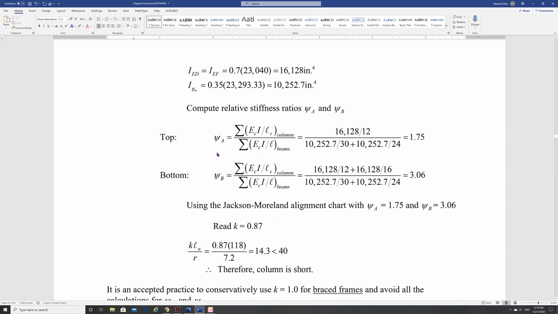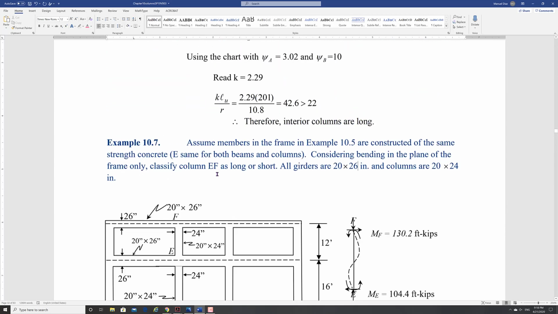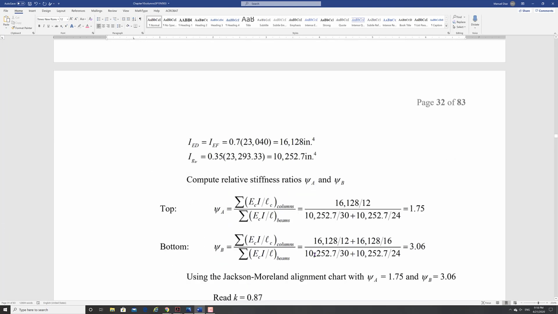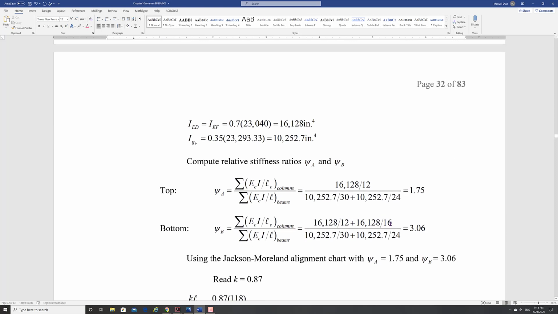Then we do the bottom one. The bottom joint of this column has one beam on the left, one beam on the right, one column on the top, and one column on the bottom. The column on the top has a length of 12, the column at the bottom has a length of 16. So now we have two columns and two beams, one column at 12, one at 16, and two beams, one at 30, one at 24. So now these are your numbers, 175 and 306.